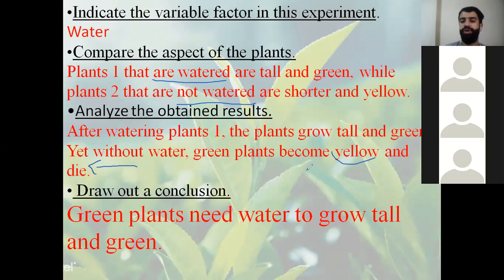So first conclusion for the needs of the green plants, what do they need? Green plants need water in order to grow tall and green. So the first important element needed for the growth of the green plant is the water. Water is very important for the green plants to grow tall and green in color.